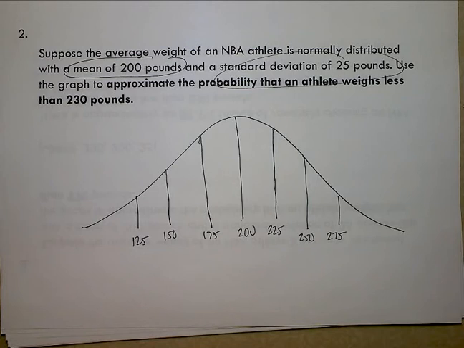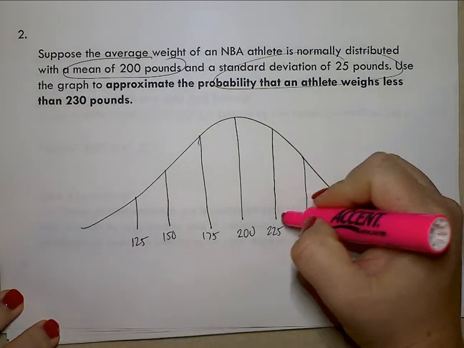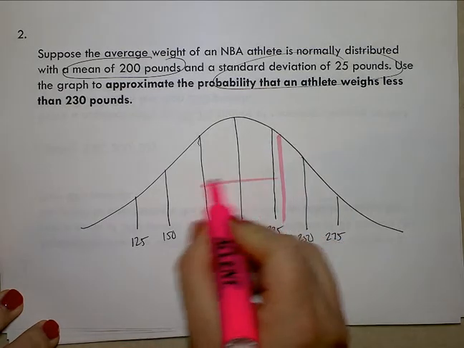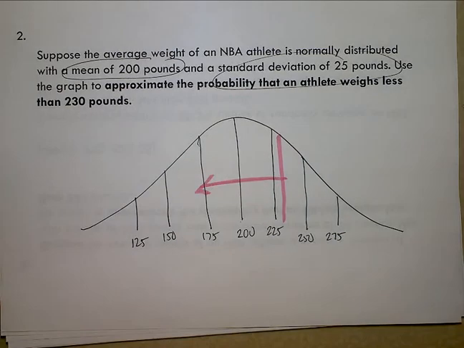Approximate the probability that an athlete weighs less than 230. Well, 230 is right about here. So less than 230, we're looking at this part right here. Well, here's the problem. 230 does not lie on one of the columns. So when it does not lie in one of the columns, we need to use the calculator to do the work for us.